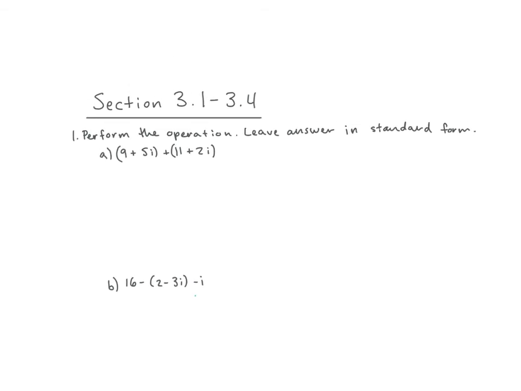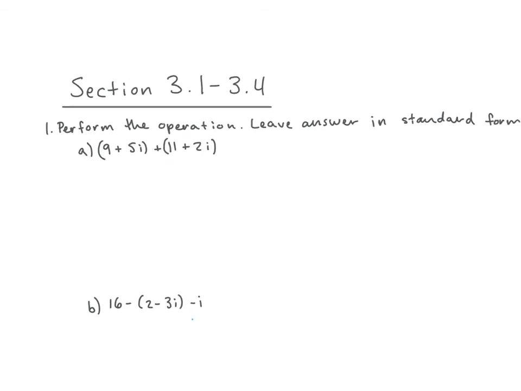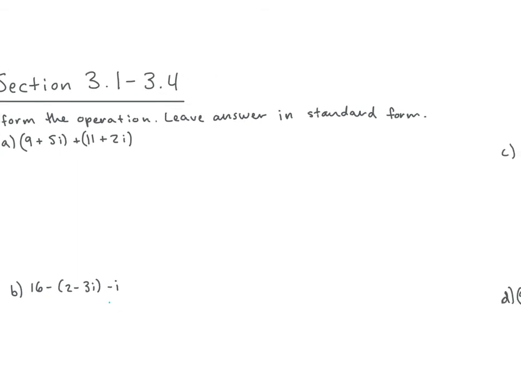All right, so your quiz tomorrow is going to be on sections 3.1 through 3.4. The first part is imaginary numbers. Here we need to leave our answer in standard form. Standard form is a plus bi, so a is the real part and b is the imaginary part. Your real part has to come first.